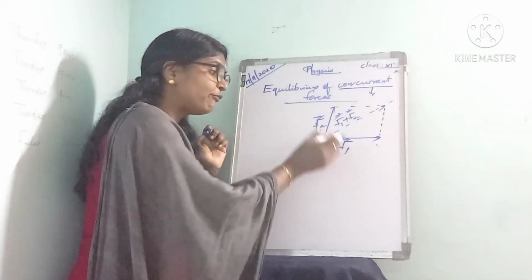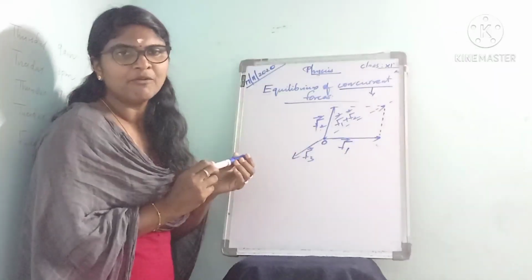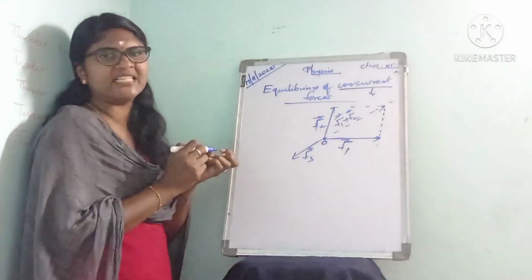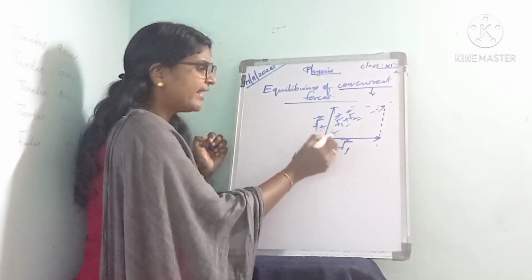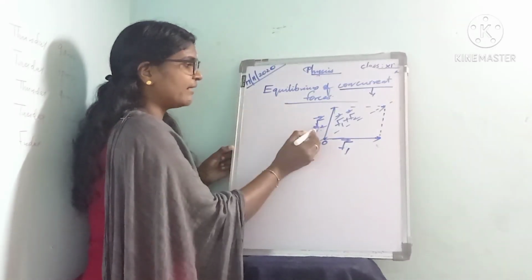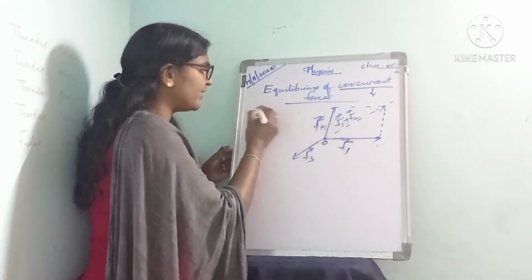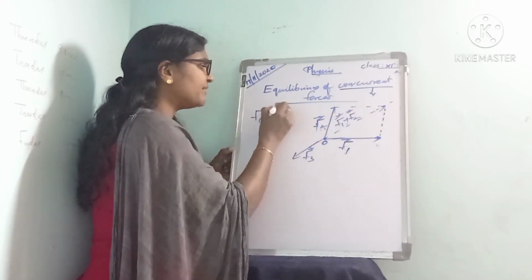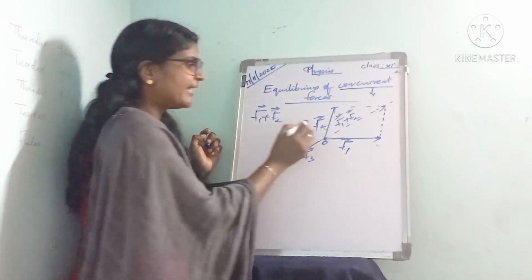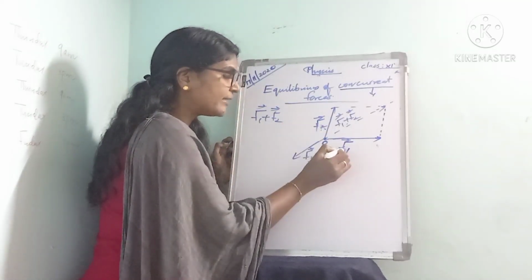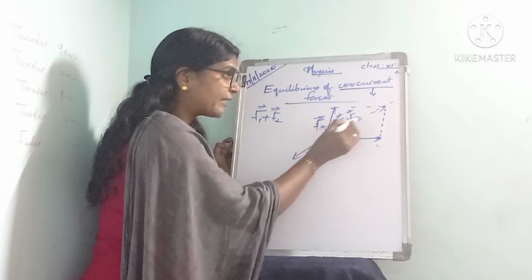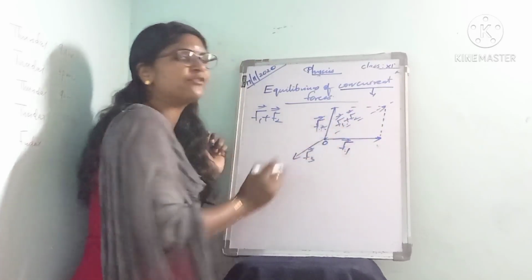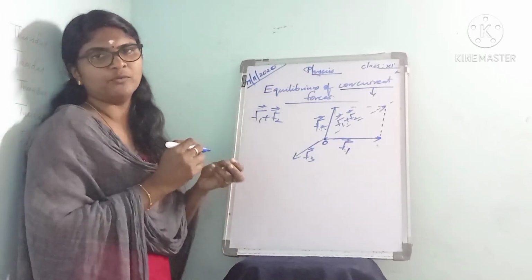So these three forces are actually concurrent forces. Then by the parallelogram law of vector addition, we can find the resultant of F1 and F2. That is, the resultant of F1 and F2 is F1 plus F2, which is given by the diagonal of this parallelogram.